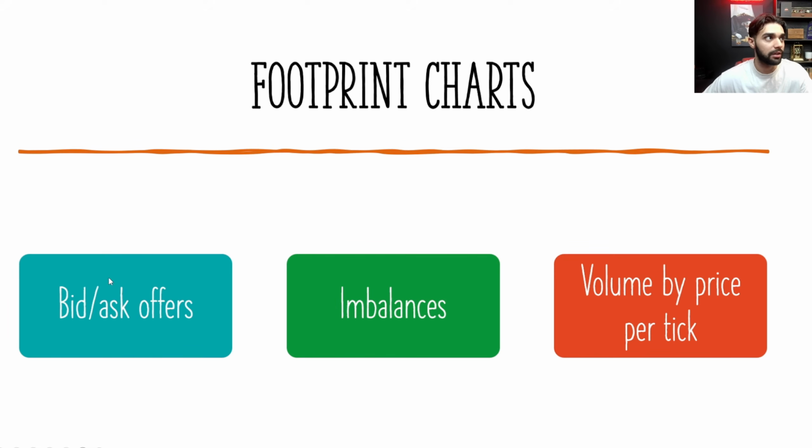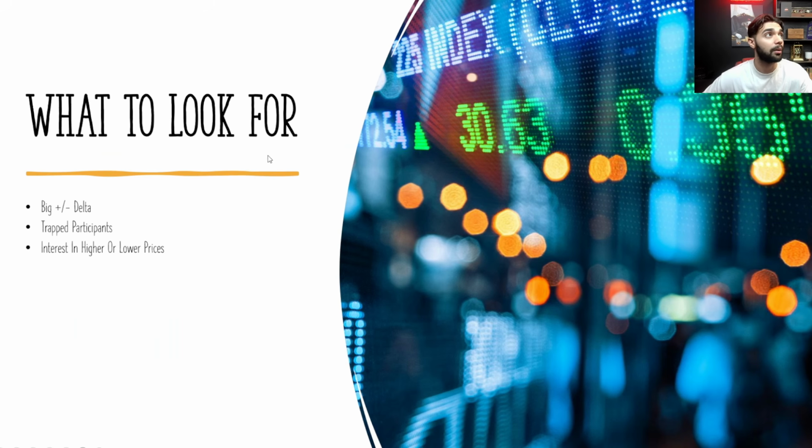Now, a footprint chart is my next favorite tool for performing analysis with order flow in the tape. We're going to look at the bid-ask offers, imbalances, and the volume by price per tick. Very key here, per tick. Same thing as with the volume profile. What to look for on the footprint chart is big positive and negative delta, trapped participants, and interest in higher or lower prices.